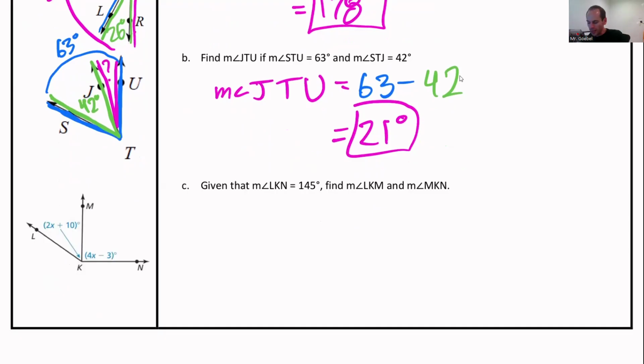Ooh, last one to do together. We're throwing some algebra in here. Okay, you know it. What are we labeling here? LKN is 145. Let's find that.